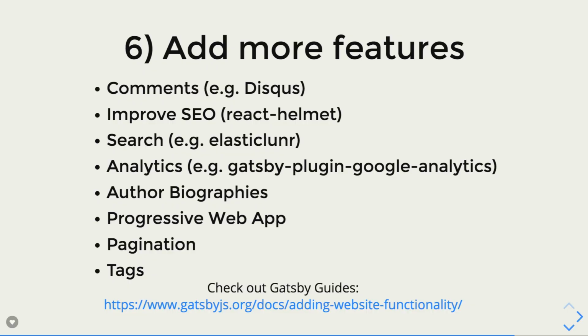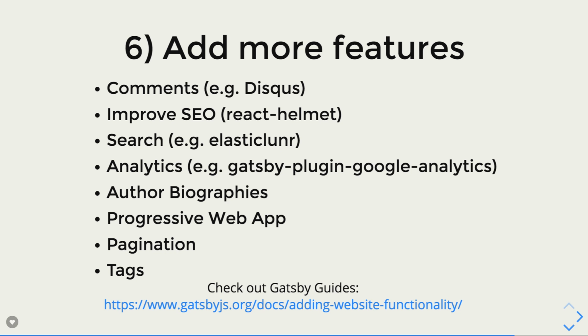So after you've done the migration, you can start doing some more of the fun bits. So adding additional features. Comments, Disqus works pretty well. It's what we were using on the previous blog as well. Improving the SEO, there's a nice library called React Helmet that lets you customize the SEO tags for each particular blog.